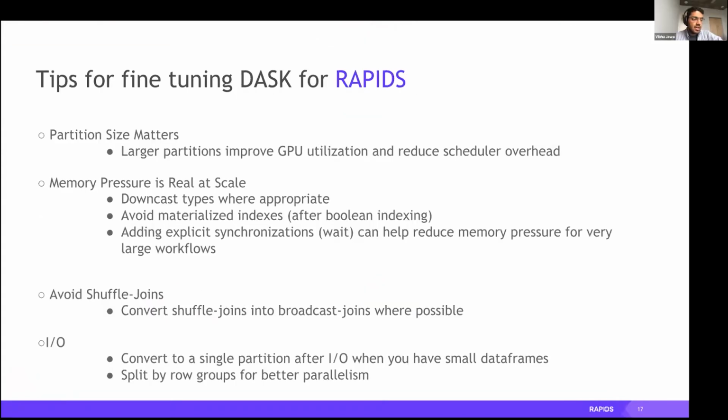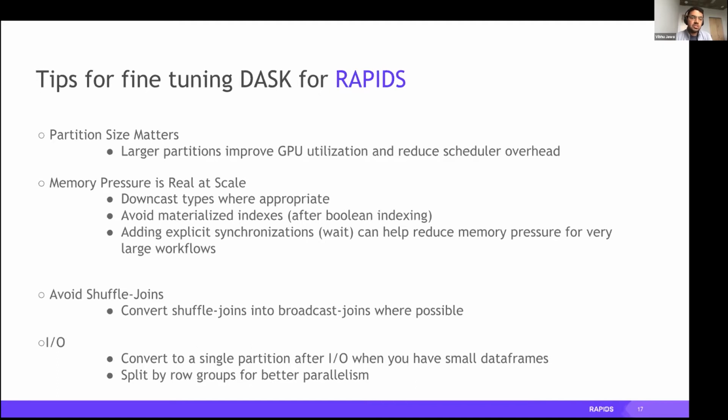Before I leave, I'd like to share some tips that you can use to fine-tune Dask for RAPIDS. The first thing to note is that partition size really matters. With GPUs, as your inherent computational unit now becomes really parallel, you can use larger partition sizes. This improves your GPU utilization and reduces scheduler overhead.